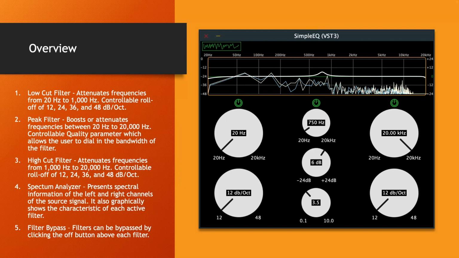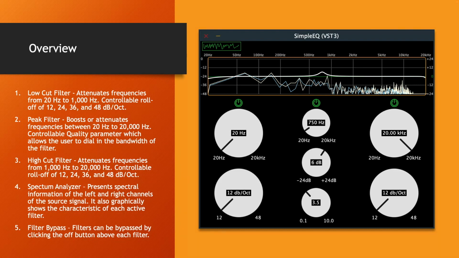Lastly, the peak filter is capable of boosting or attenuating frequencies from 20 to 20,000 Hz. The peak filter also has a controllable quality parameter which gives the user the ability to dial in the bandwidth of the filter. Each filter has an associated bypass button, which allows the user to toggle the filter on and off to better understand how the filter is manipulating the source signal.